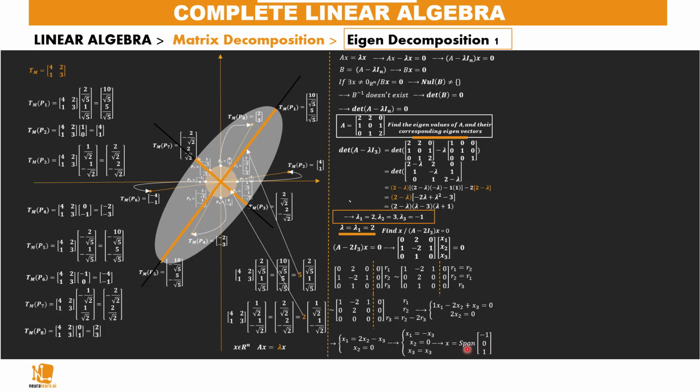So this means all values of x can be written as a linear combination of this vector. And this vector is the corresponding eigenvector of this eigenvalue.